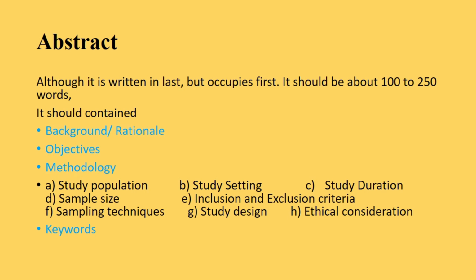Research abstract. Although it is written last, it occupies first place. It should be about 100 to 250 words. It should contain background, objectives, and methodology. In methodology, mention study population, study setting, study duration, sample size, inclusion and exclusion criteria, sampling techniques, study design, and ethical consideration. And in the last, mention the keywords related to the article.